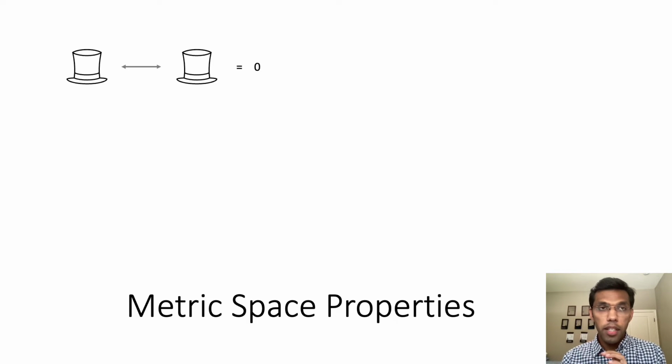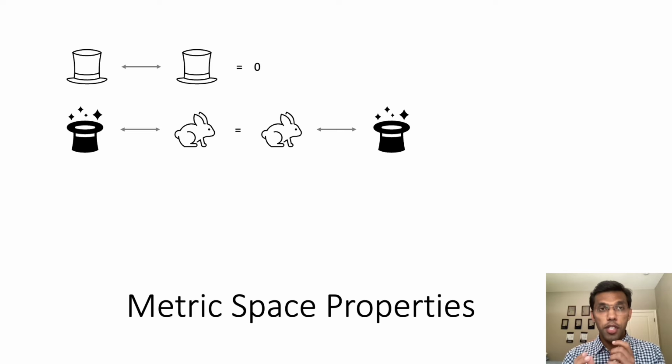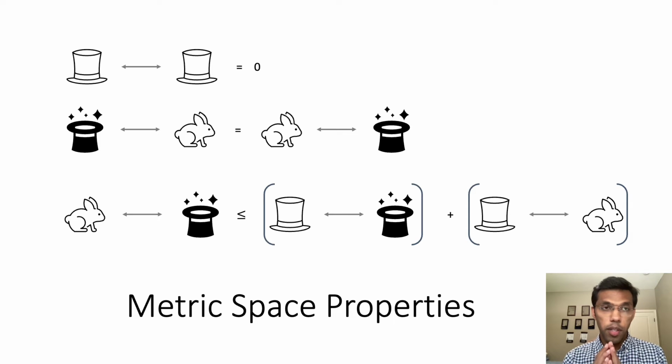So we assume that our distances are in a metric space, and we would like to explore what properties are required for a distance to be in a metric space. First, if you measure the distance from an object to itself, that's going to be 0. If you measure the distance from a hat to a rabbit, or any objects for that matter, it'll be the same as the distance measured from the rabbit to the hat. And third, and the most important property, is that the distance between any two objects will be less than or equal to the sum of the distances between those objects and a third object. This is the triangle inequality property.